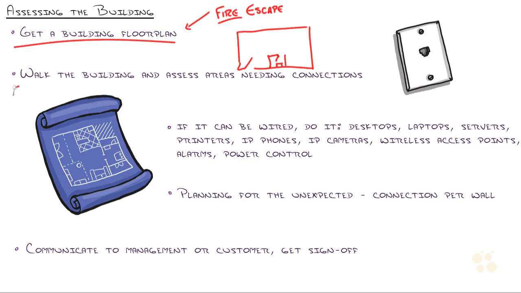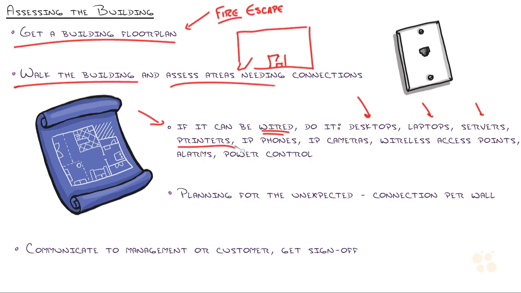So you will walk through the building and assess the areas needing connections. And the way that you'll assess them is you'll say, okay, what devices go where? Your rule of thumb is if it can be wired, do it. You'll see a lot of devices that support both wired and wireless connections. Always prefer the wired. It is more stable, more reliable. It's faster. It's more consistent. You want to stick with wired if you can and leave the wireless to the devices that have to be wireless. So look around. Where are the desktops? Where are the laptops? Where are the servers going to go?